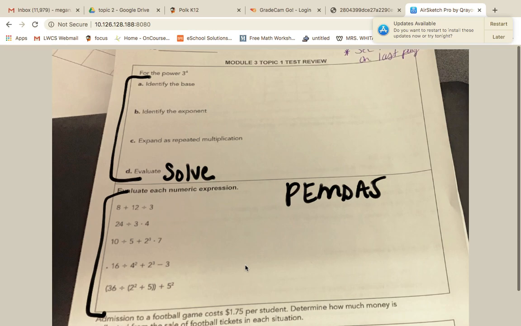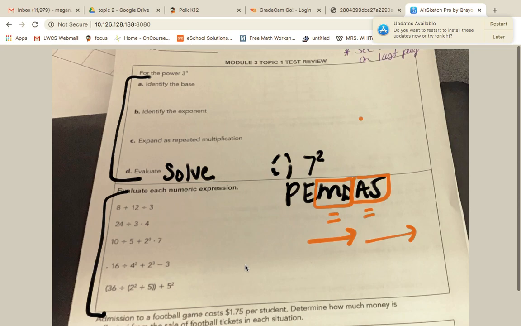And you have to follow an order. They're called rules that we have to follow when we're solving problems. The P stands for parentheses. The E stands for your exponents. Multiplication and division are equal to each other. It's whatever comes first when you're going left to right. And addition and subtraction are also equal, and again, it's how you come to it left to right.